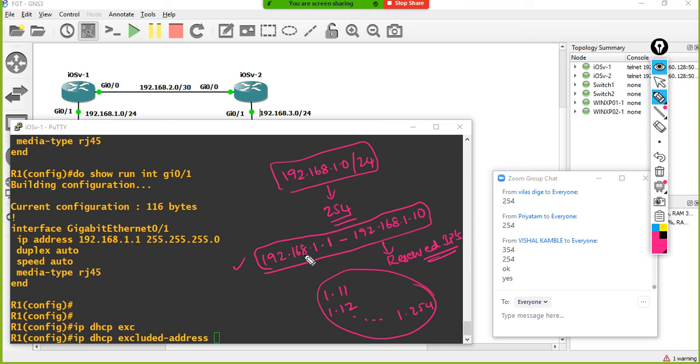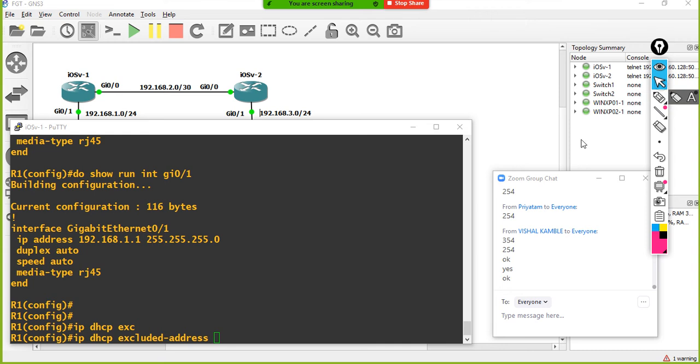Maybe in my office I have some servers. So those servers require static IPs. That's why I am going to reserve these. Is it clear, Vishal? Do you understand this? Yeah, good. Now what we are going to do, let's go and do this.